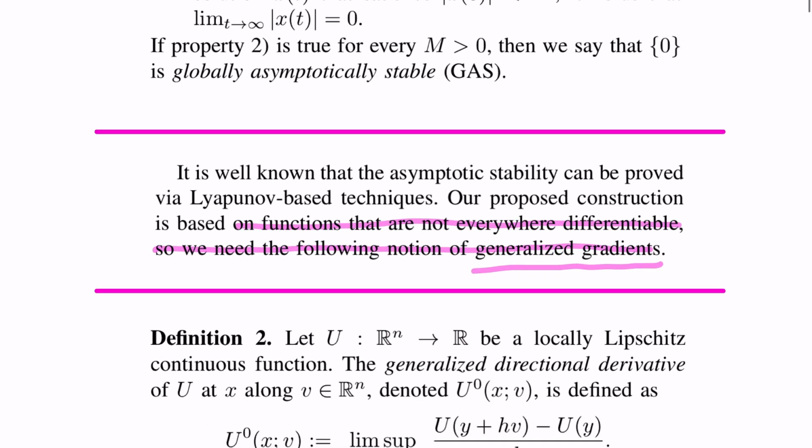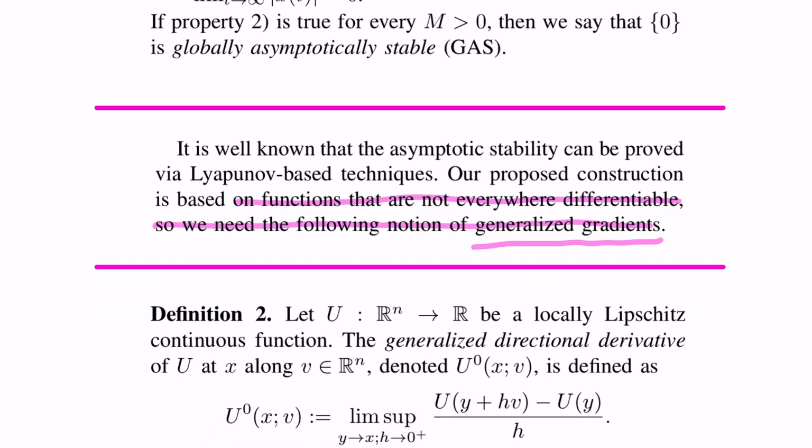So let's continue. It is well known that asymptotic stability can be proved via Lyapunov-based techniques. We are familiar with this notion. In this paper, they're talking about functions that are not everywhere differentiable. These types of functions need some additional care, so we need the following notion of generalized gradients.